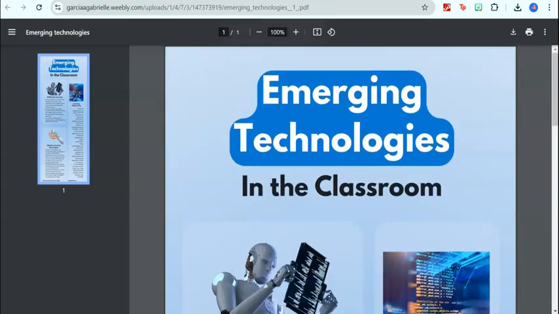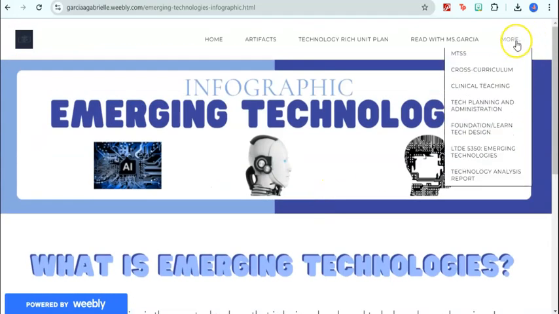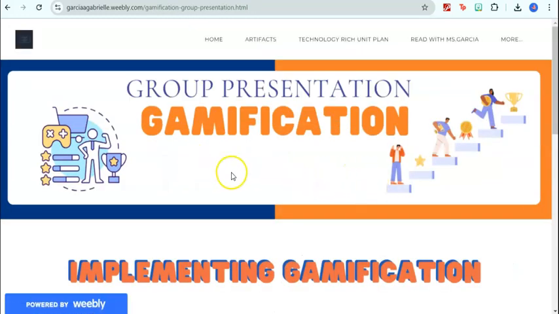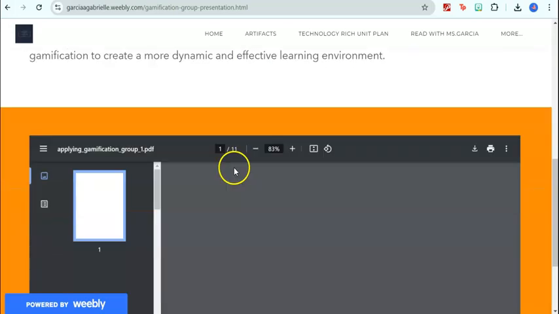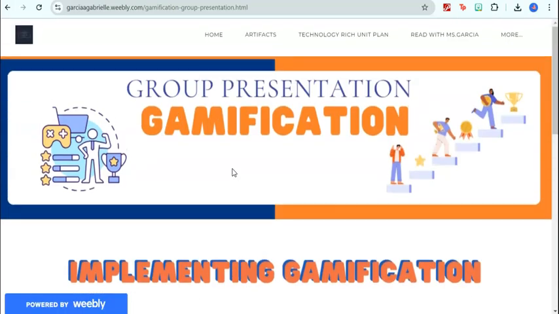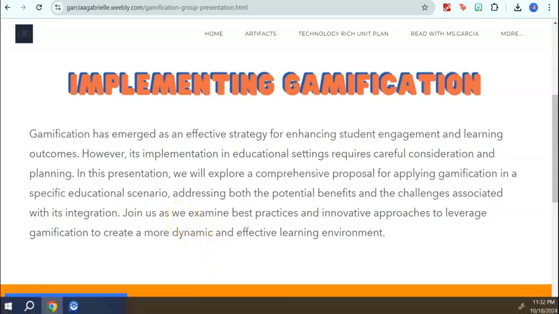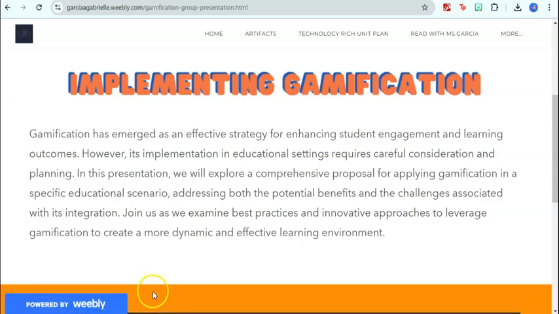Now we'll just close out of that, and we can go to my next one, which is the gamification presentation. Again, matching the same theme to what our PowerPoint was. I explained a little paragraph about what gamification was and what we will be addressing in the PowerPoint, which is how we got a specific scenario and why it was important to add gamification in there. I believe this one really helped me think about all the different reasons why one would need gamification, and even just understanding what gamification was, because I never knew what it was.